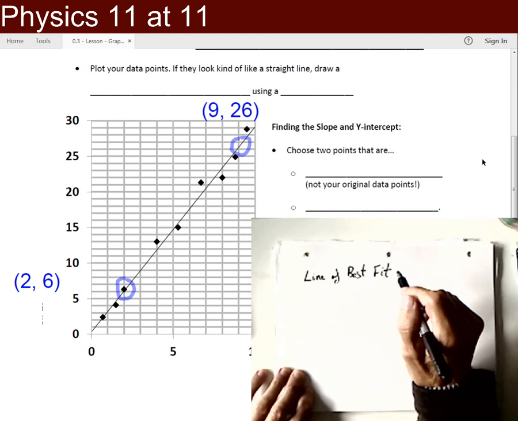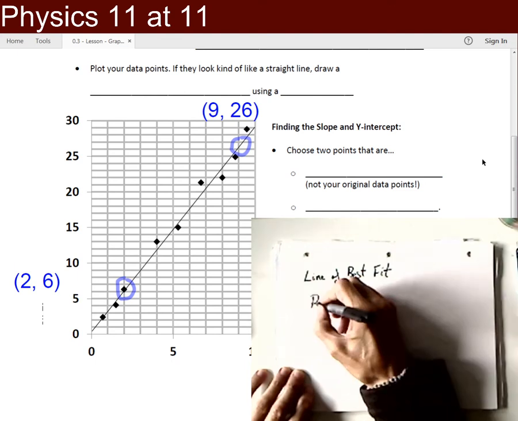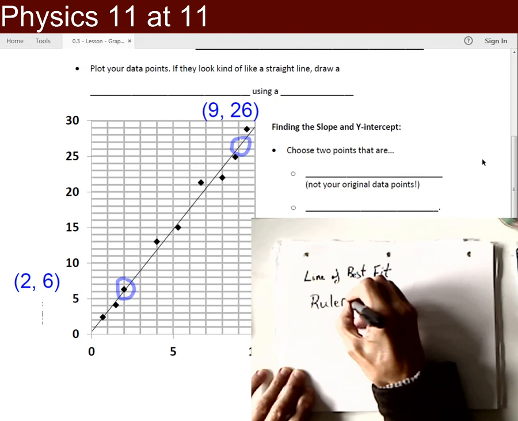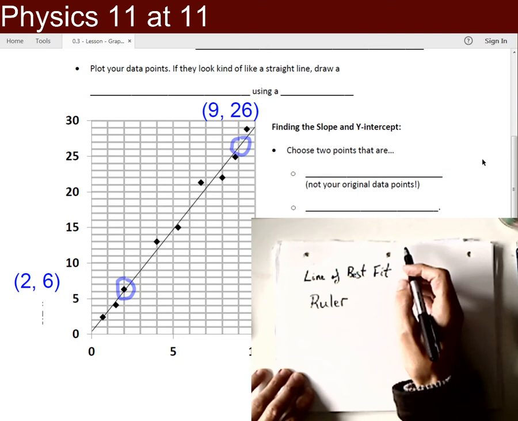And to help you do your best is the last blank, using a ruler. Okay, the line's going to be inaccurate, so at least making a straight line will help make it easy to read.